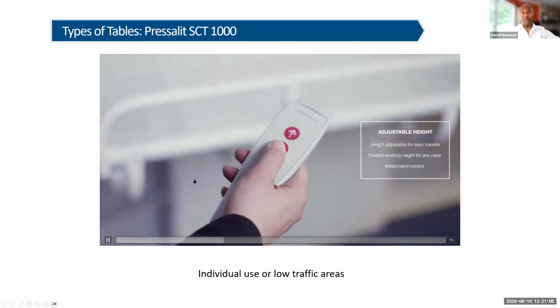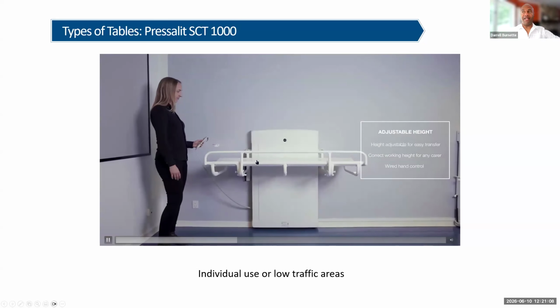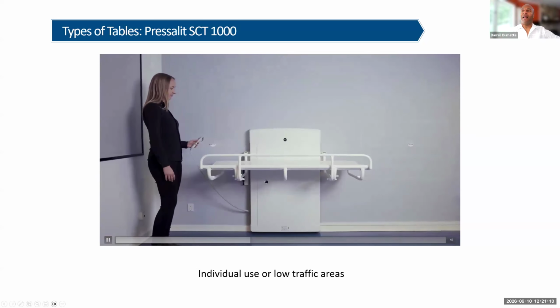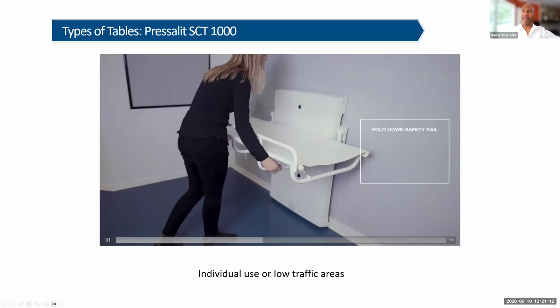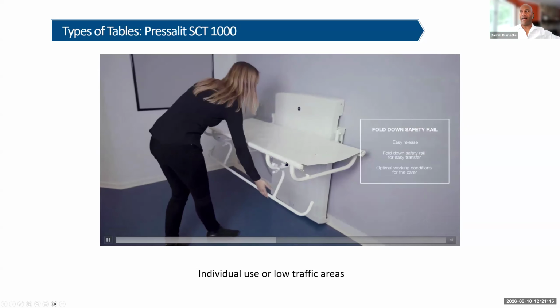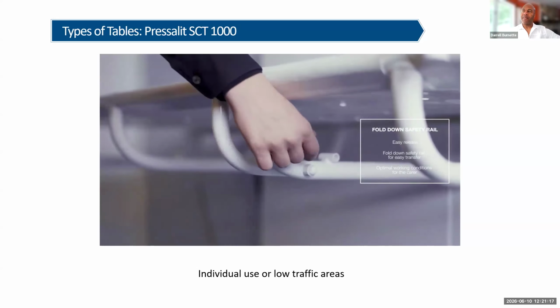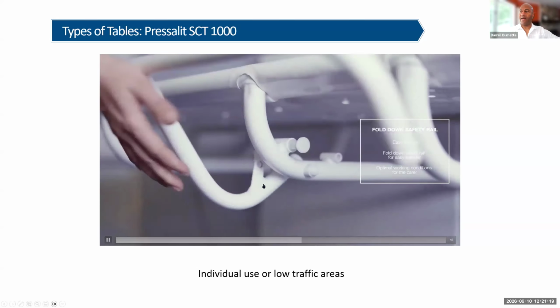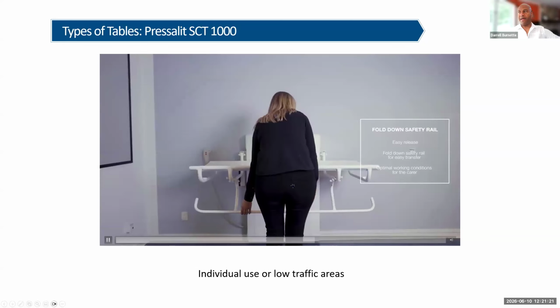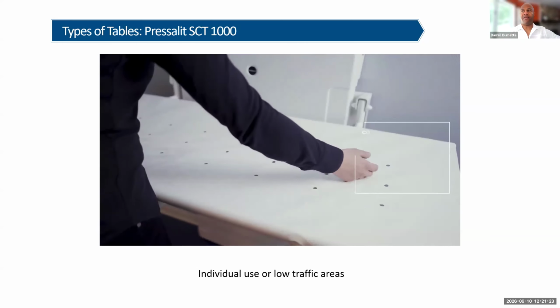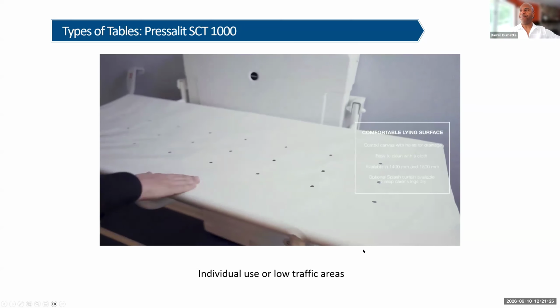So that's also good for individuals. These are in homes sometimes. Again, smaller footprint. You can see the lying surface is not as bulky. Lightweight, but it still has the same weight capacity from 330 pounds to the 1000 up to 500 pounds for the 3000.